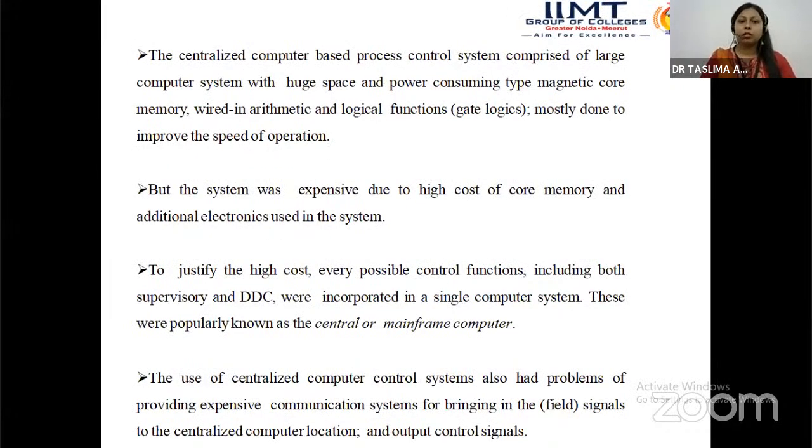The centralized computer-based process system comprised a large computer system with huge space and power-consuming magnetic core memory. But the system is very expensive due to high cost. To justify the high cost, every possible control function, including both supervisory and direct digital control, was done using a central or mainframe computer. The use of a centralized computer control system has the problem of requiring an expensive communication system.